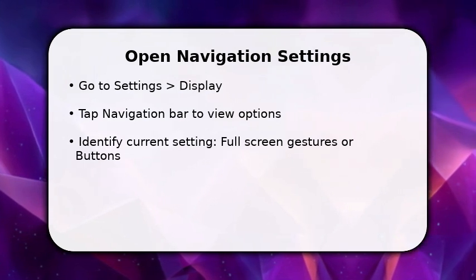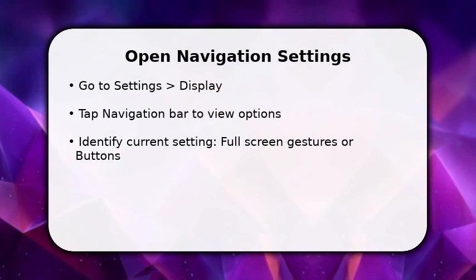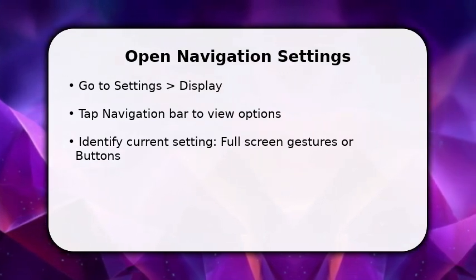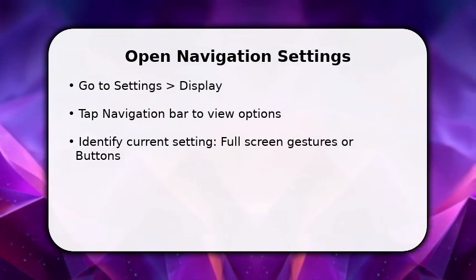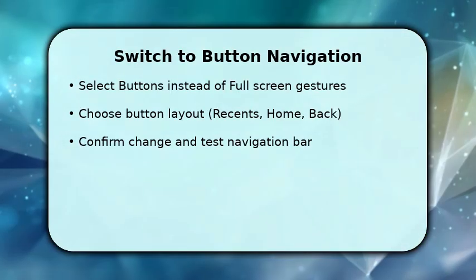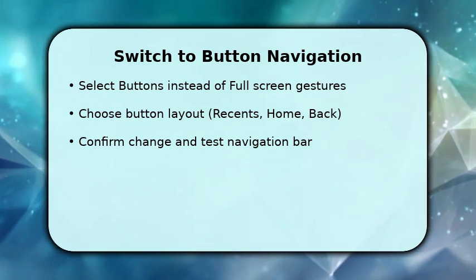Make sure your screen is unlocked and you can interact with the navigation area. If you see gesture indicators at the bottom, you're in Gestures mode and ready to switch to the only reliable off method. Now select buttons to replace gestures. This is the single dependable way to turn gestures off across Samsung phones.